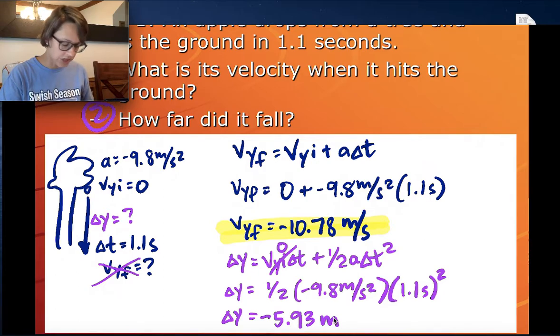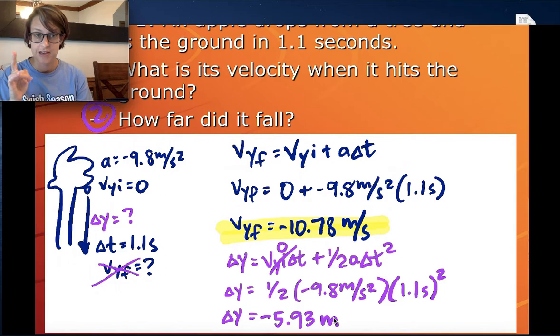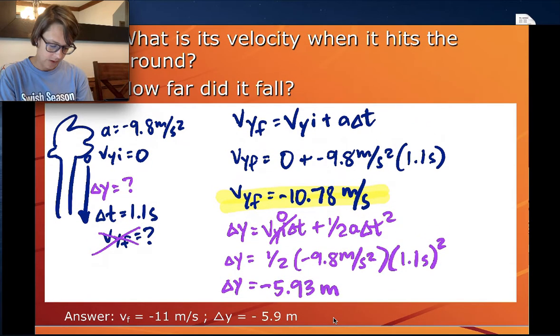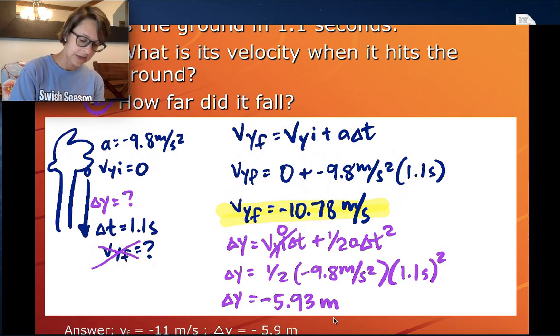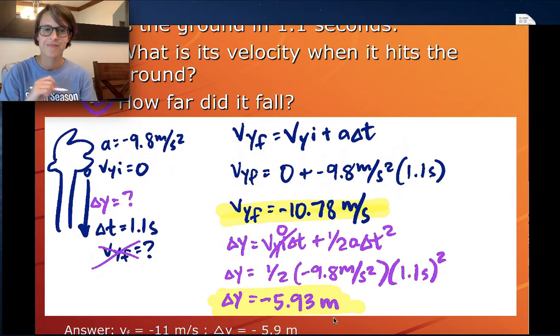Okay, so we want to check and think, does that make sense? Should it be negative? Yes. How far did it fall? Implies a downward direction, right? And then our distance makes sense as well. Okay, so there's our first example.